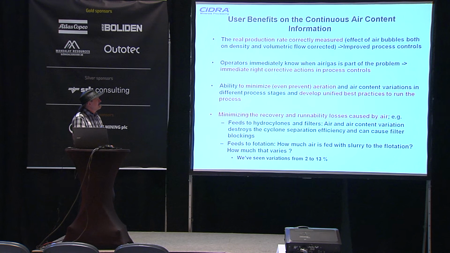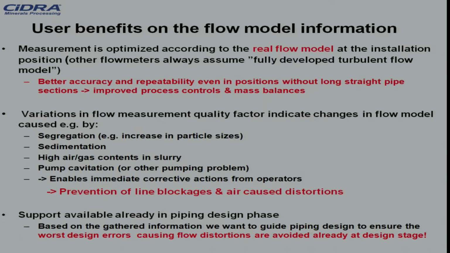You can minimize and even prevent the aeration in the process by some simple measures. And you can develop unified best practices to run the process in those disturbance situations. Then, of course, you are minimizing the recovery and runnability losses caused by air disturbances in guidances of separation processes. And you can know how much air there is in your process. Air is often neglected as a disturbance factor in processes.